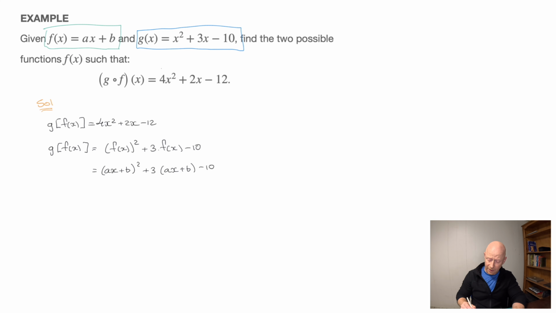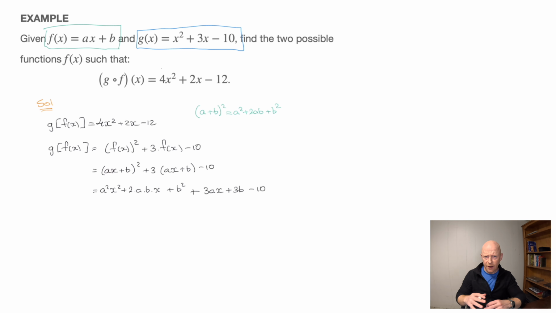I carry on and I open up these parentheses, and so for this first one, ax plus b squared, I use the formula a plus b in parentheses squared, which equals a squared plus 2ab plus b squared, so that this turns into a squared x squared plus 2 times ab times x plus b squared. And I carry on and I distribute this 3 across this pair of parentheses. And that leads to 3 times ax, so 3ax, plus 3b, and of course we have our minus 10 at the end here.